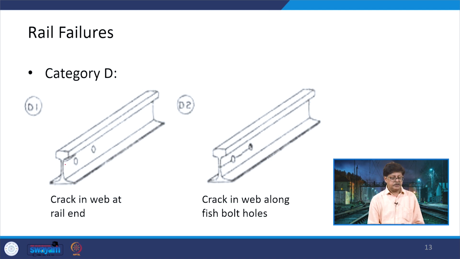Here again there is a category D, which starts from here, and in the web section it is going on the web like this. Another one occurs somewhere here in the center, where it is propagating towards the bolt holes. So, a total failure of the bolt hole will occur because of this, and in those cases one solution can be to crop the rail section, and in place of the cropped section, a new rail section has to be placed and welded.